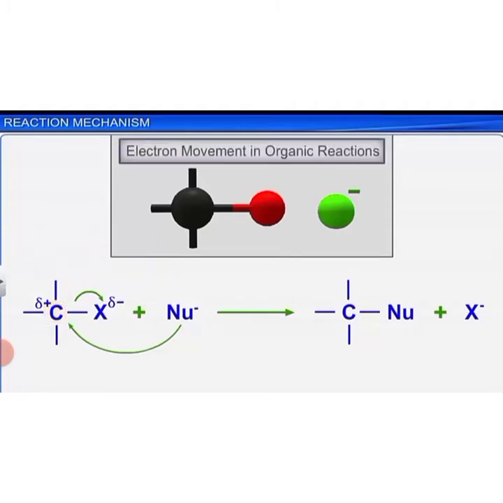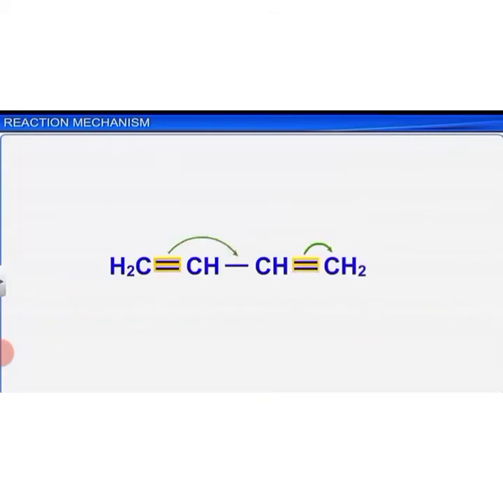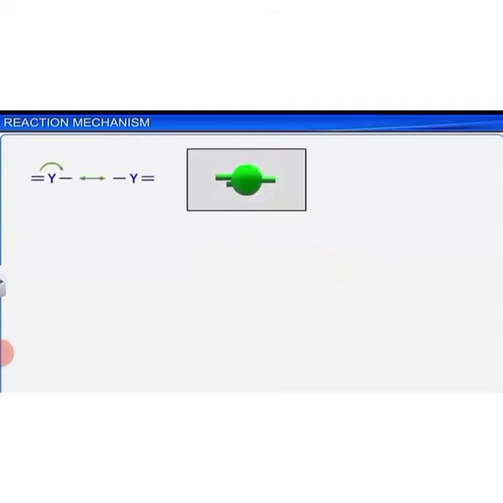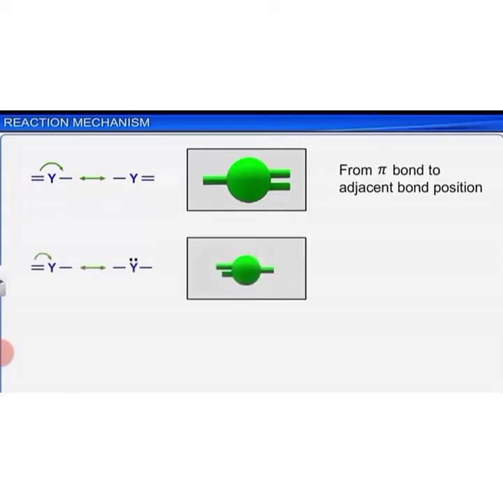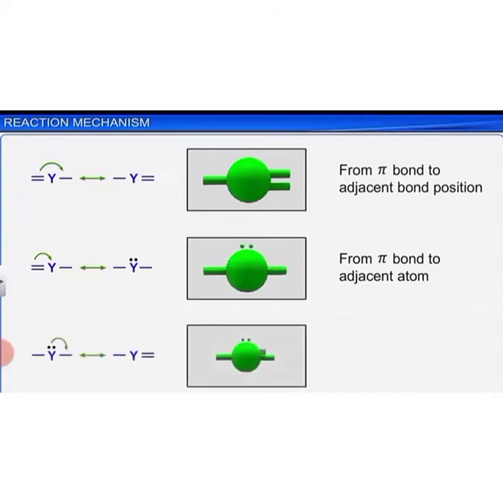The movement of an electron pair in organic reactions is denoted by a curved arrow. The curved arrow starts from the point where an electron pair is shifted and ends at the final location where the pair of electrons may move. For example, electron flow from a pi bond to the adjacent bond position, or from a pi bond to the adjacent atom, or from an atom to the adjacent bond position may be represented as follows.